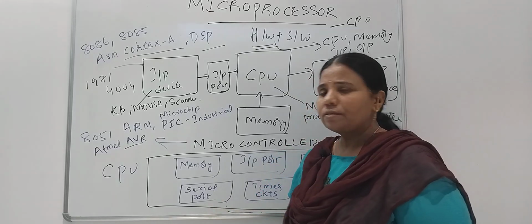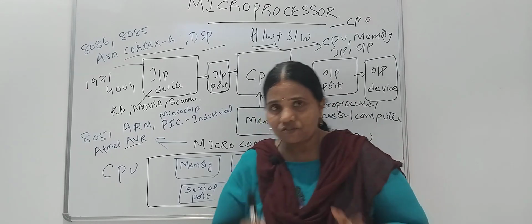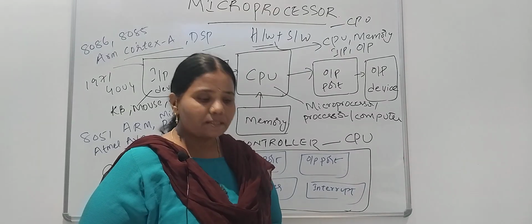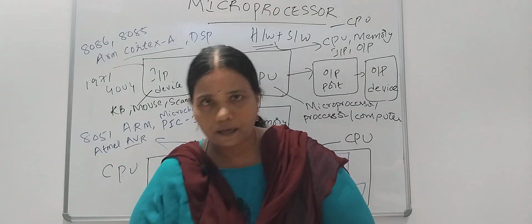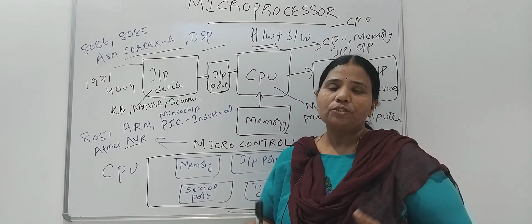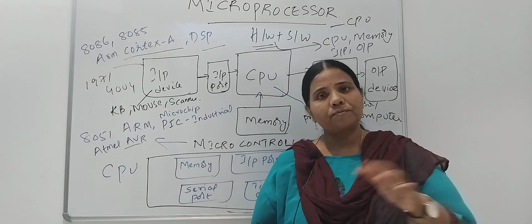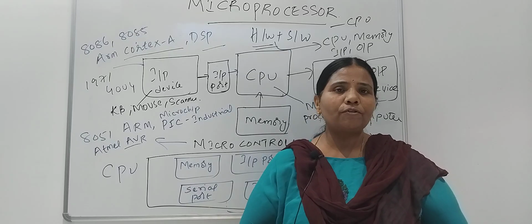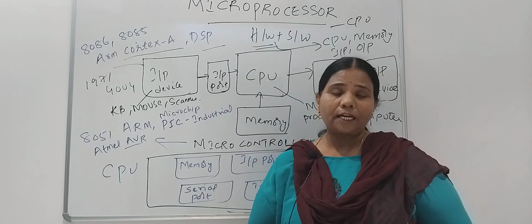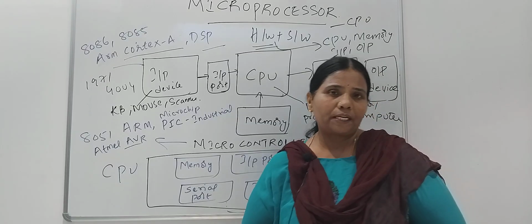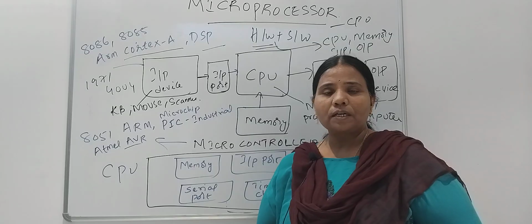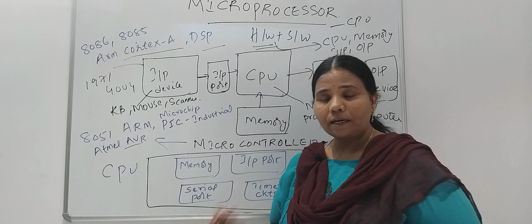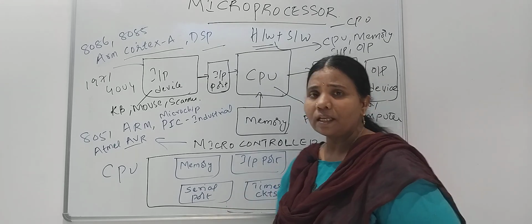These microcontrollers are used in industrial applications to control machines, and in embedded systems they are used for any system which is going to run operating systems or real-time operating systems. If you take a mobile phone, it has the Android operating system, isn't it? That is a kind of real-time operating system. For that operating system to work you require a CPU, and in real-time operating systems these microcontrollers can be used.